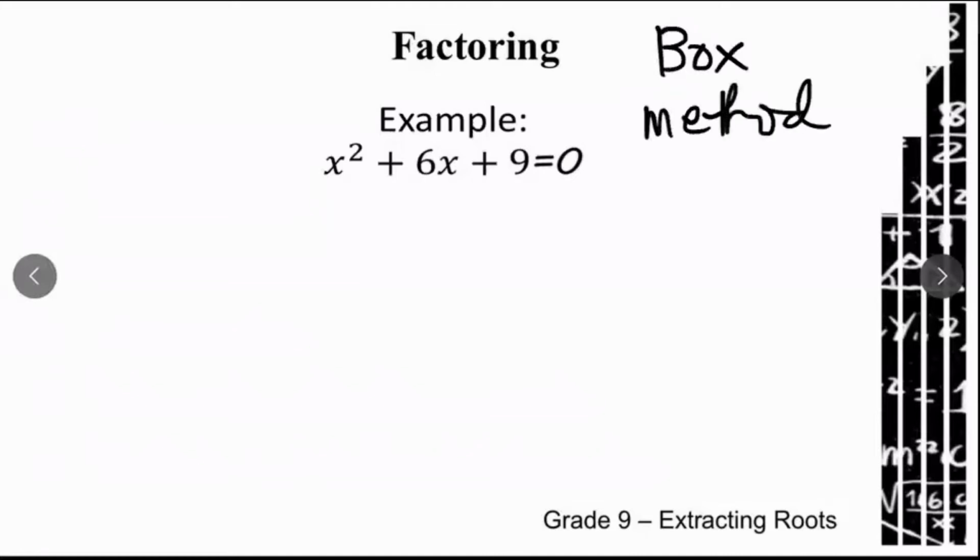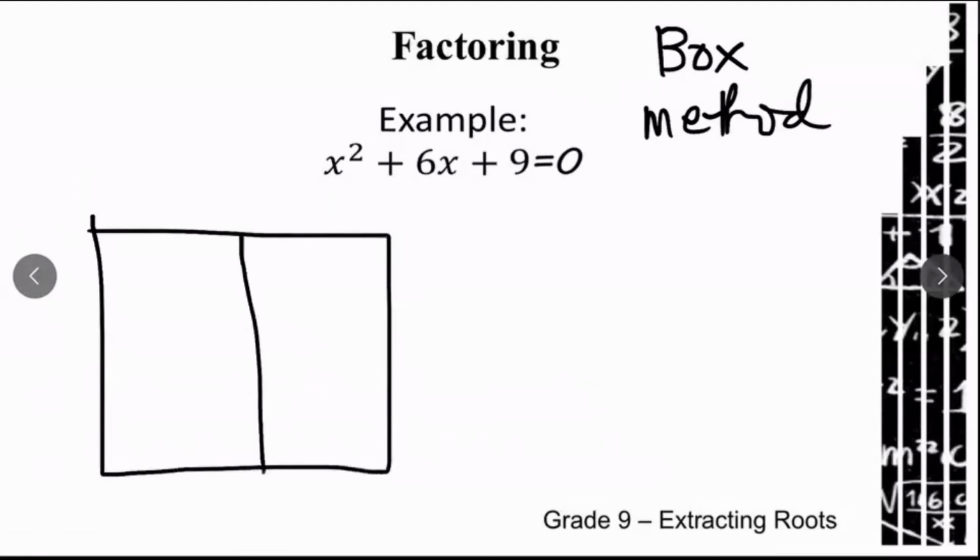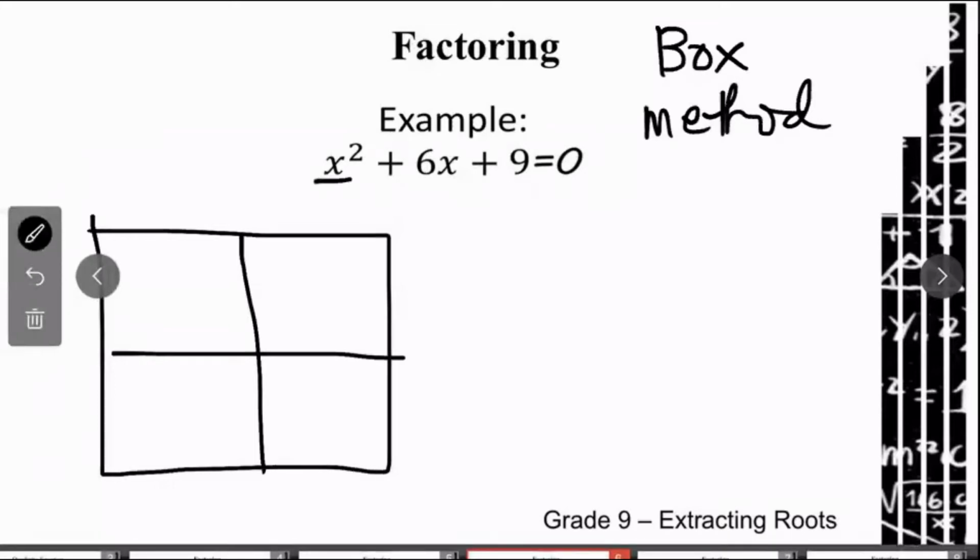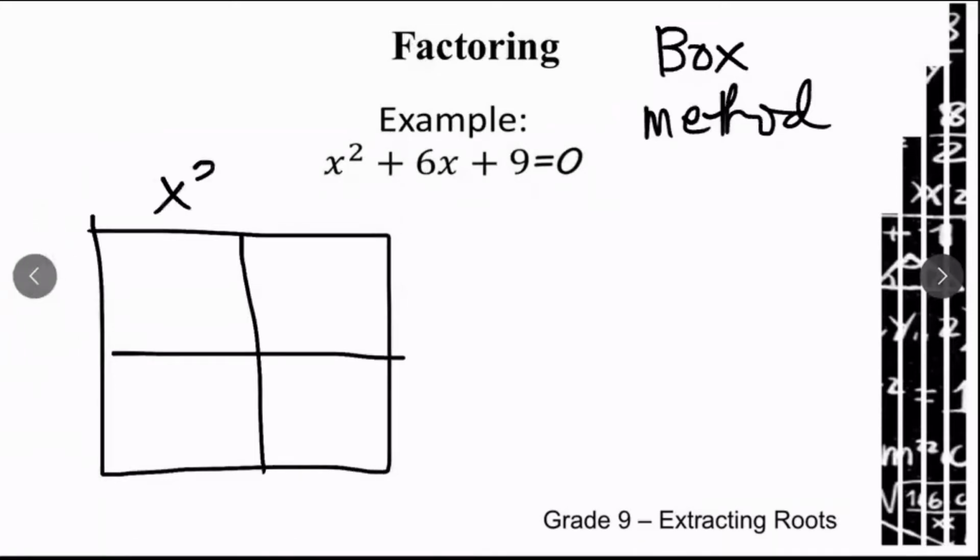So in the box method, syempre, we will be creating a box. And in this box, we will be dividing it into 2 columns and 2 rows, just like this one. The first step in the box method is, given the quadratic equation, we will be getting the first term and the last term. The first term will be written in the first column, and the last term will be written in the second column. And after that, that is our entire box. So now, ang kailangan na lang po natin ay the values inside the smaller boxes.